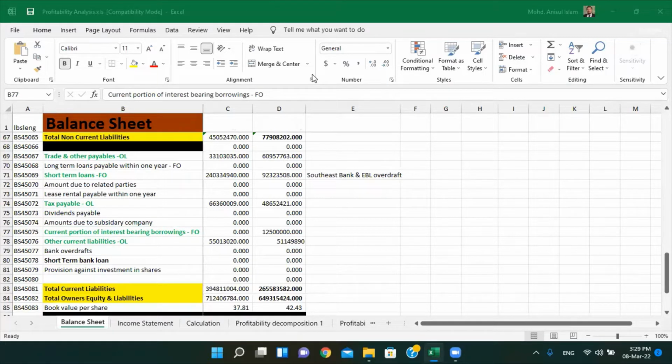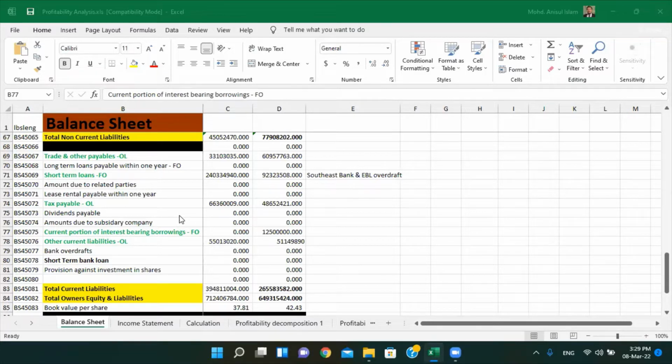Okay, so current portion of long-term debt. That is a question. Current portion of long-term debt is an installment of a loan. Yeah, the installment which has been due in this year. So that is the current portion of interest-bearing borrowings.